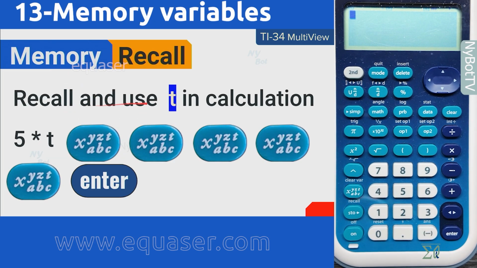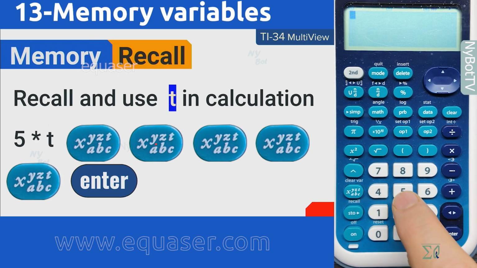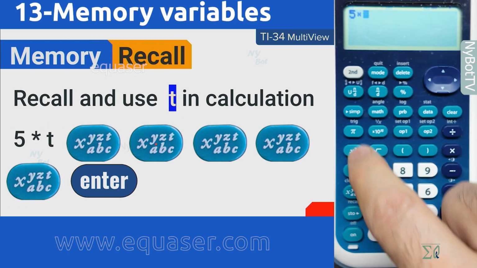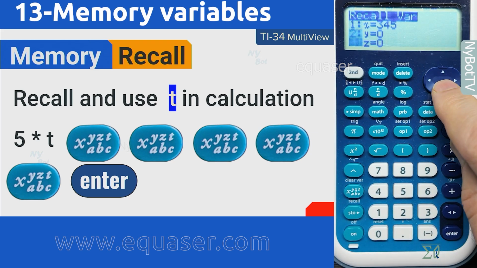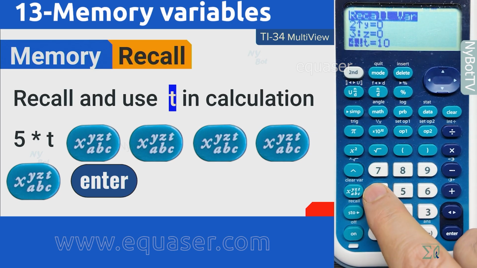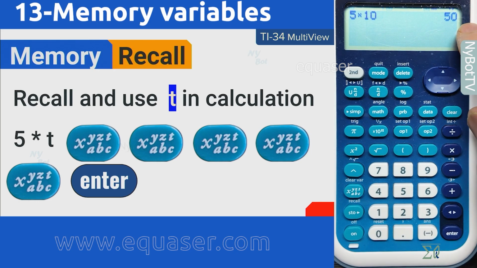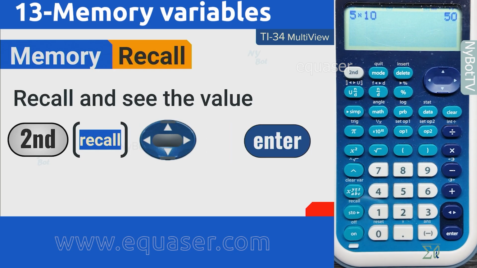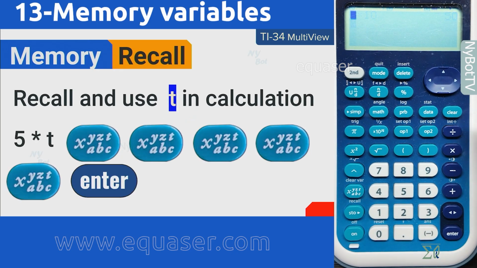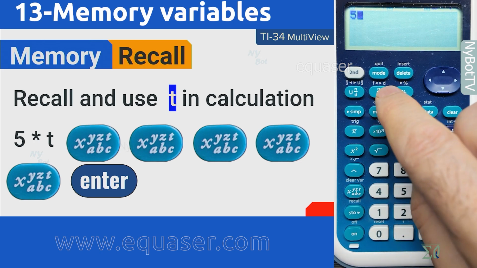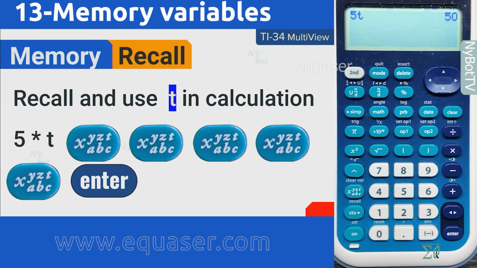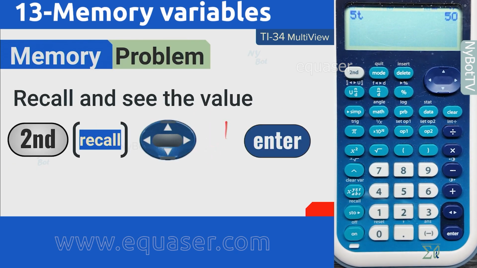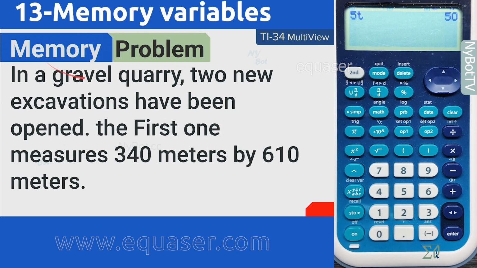Now to recall and use T in your calculation, 5 times T, we can use second function recall and T. Or you can use this way: 5, and then press the variable button until T, 5T, and evaluate it. Very simple.